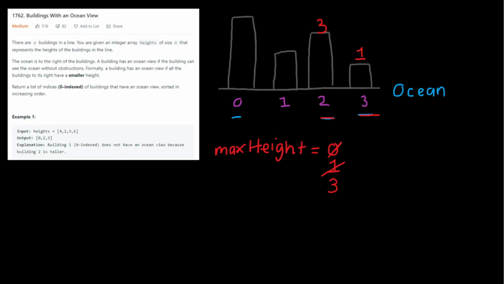So we wouldn't do anything since it's not a building with an ocean view. And then finally moving on to building 0, which has a height of 4, we can see that it is greater than the current max height of 3. So we would mark it as a building with an ocean view and also set the current max height to 4. And then we would just return all the buildings that have an ocean view.